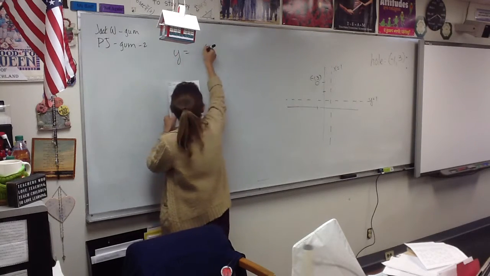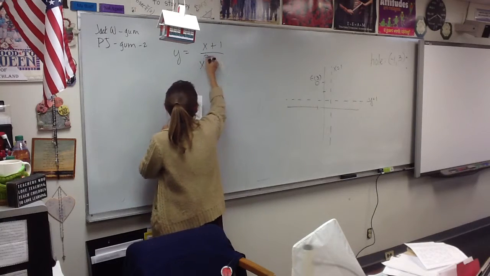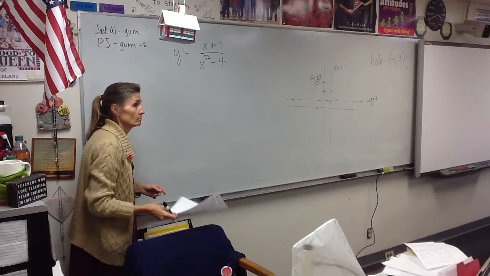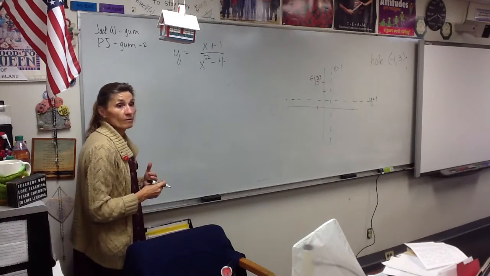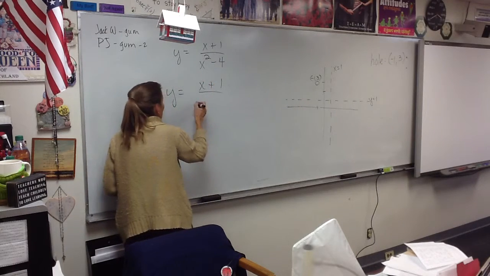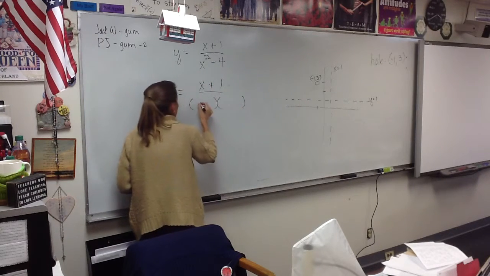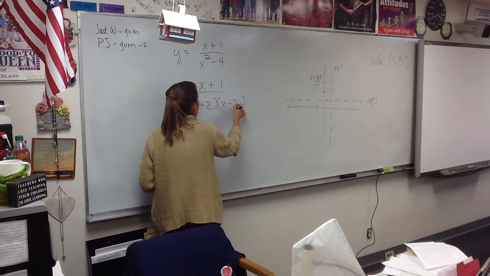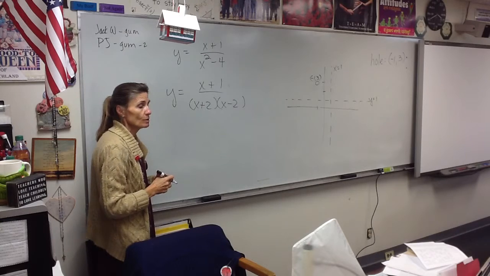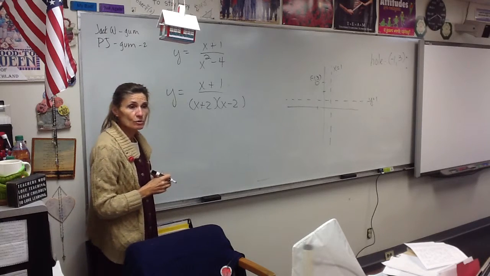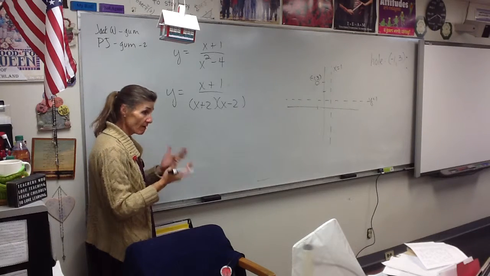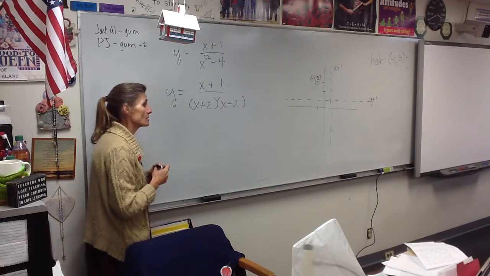How do you want to start problem C? They're factor. Yep, always factor if you can. The top doesn't factor. How does the bottom factor? X plus 2x minus 6. Oh, wait a minute. Will this picture have any holes? No holes. How do I know there's no holes? Because nothing cancels. I can factor, but nothing cancels.